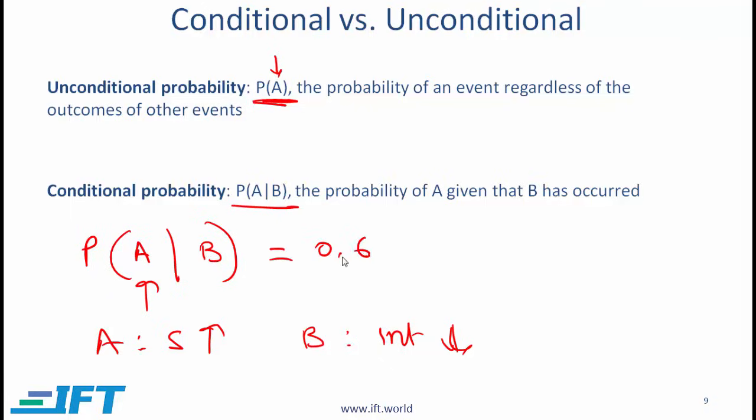So we might say that the probability that stock price goes up given that interest rates go down is equal to 0.6. This is a conditional probability because this probability is the probability of something happening, i.e. stock price going up, conditional on another event. The condition in probability terminology is expressed using this bar between two events.